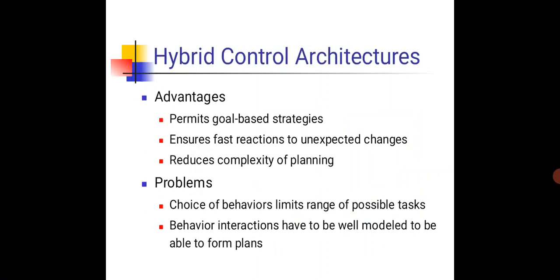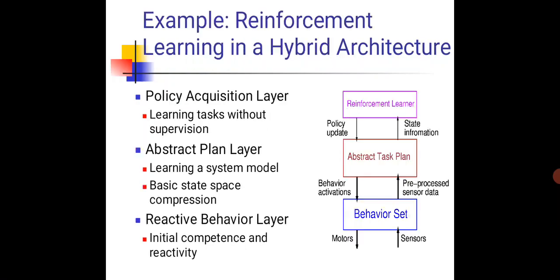The advantages: it permits goal-based strategies. It ensures fast reactions to unexpected changes, unlike in the other two architectures. And it reduces the complexity of the planning. But the problem is, the choice of behavior will limit the range of possible tasks. Behavior interactions have to be well modeled, so that it will be able to form the plans.